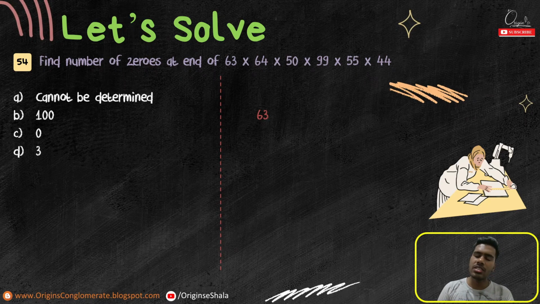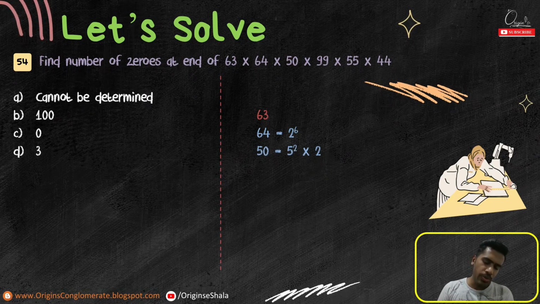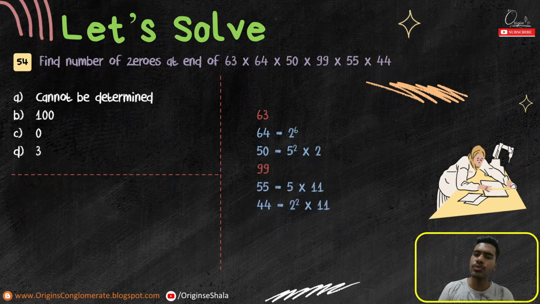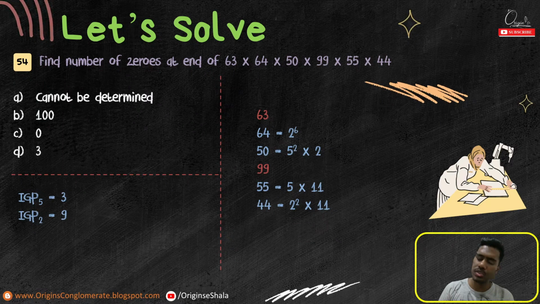Clearly here 63 does not have any multiples of 2 and 5 in it, so I will just skip it. 64, I know for a fact, is 2 raised to 6. 50 is 2 times 25, so 5 raised to 2. 99 again does not have any factors of 2 or 5 either. 55 sure has a 5, and 44 has a square of 2. So from here, of all the powers that I can collect for 5 and 2, the highest power of 5 is 3 and the highest power of 2 is 9.